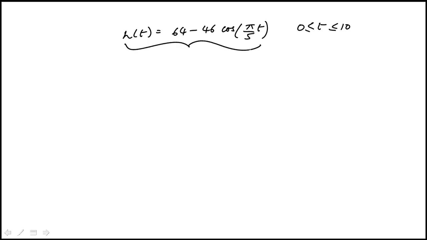So here we're given this function that shows the height above the ground of a passenger on a Ferris wheel. You can graph this to get a sense of what this function would look like, and I think it's good to also know qualitatively how this would perform.